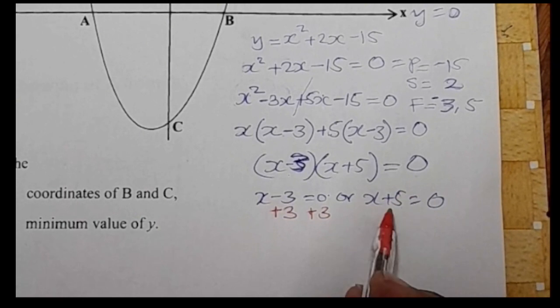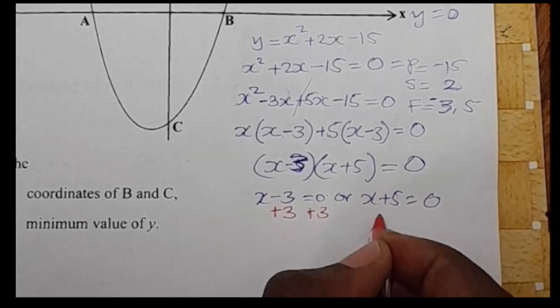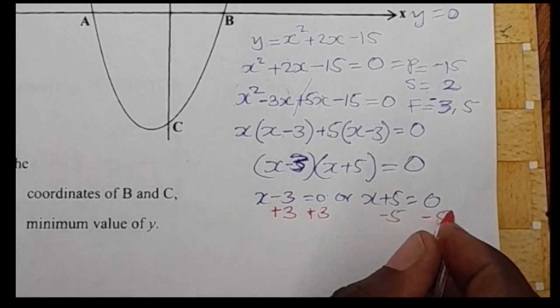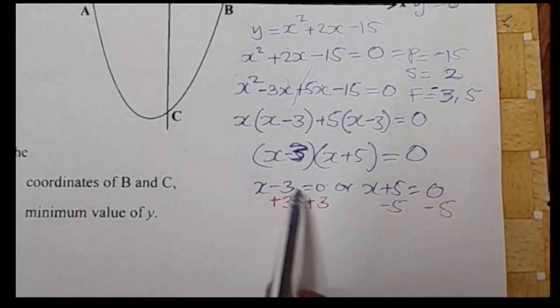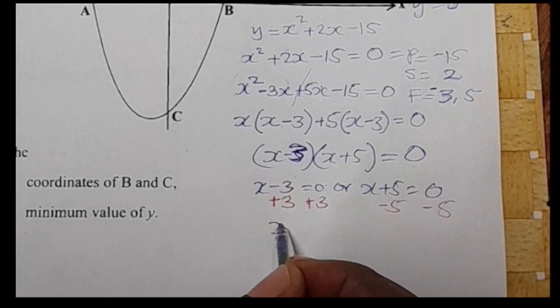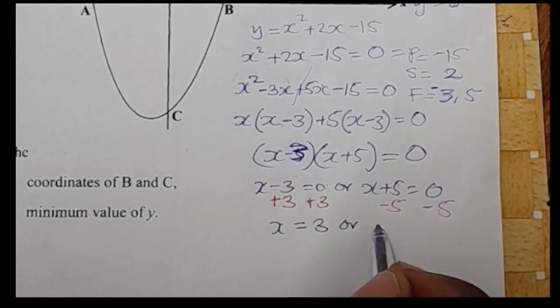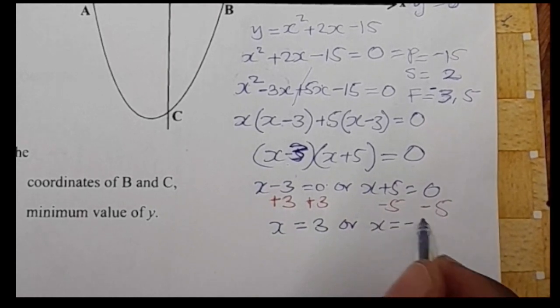It's the same here, you want to remain with x, so you're going to subtract 5. What you've done here, you also do the same here. Okay, so this becomes a 0. What will remain is x is equal to positive 3, or x is equal to negative 5.